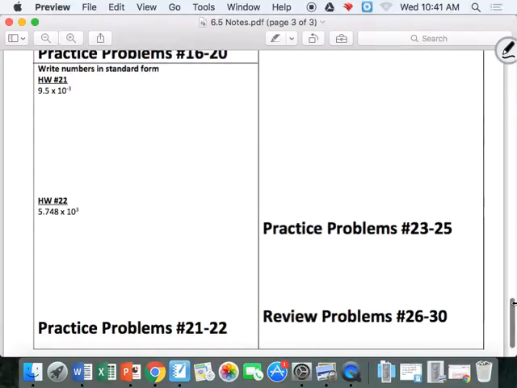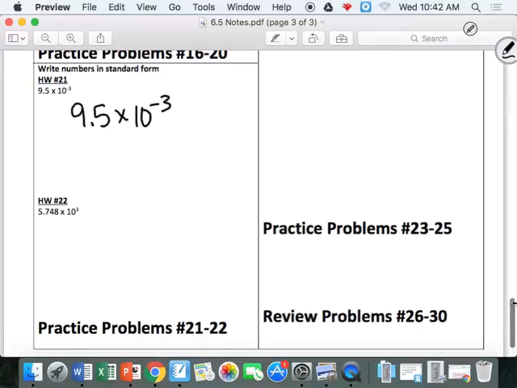Okay, so here they're starting out in scientific notation, and they're going to want you to write it back in standard form. So 9.5 times 10 to the negative 3. If it's negative, we're going to move to the left 3 places. And that's the reason I don't like, actually, if you're going from standard to scientific, you move it opposite. So that confuses people sometimes.